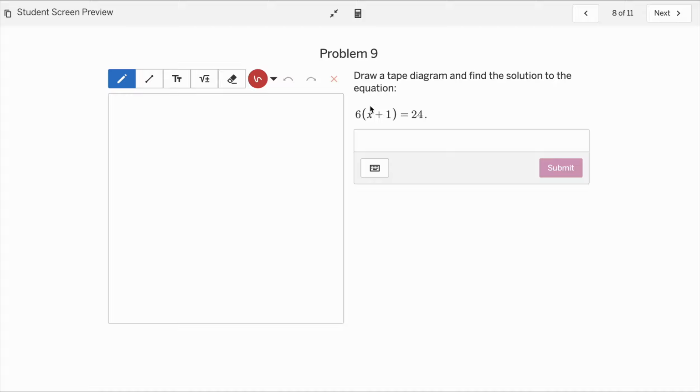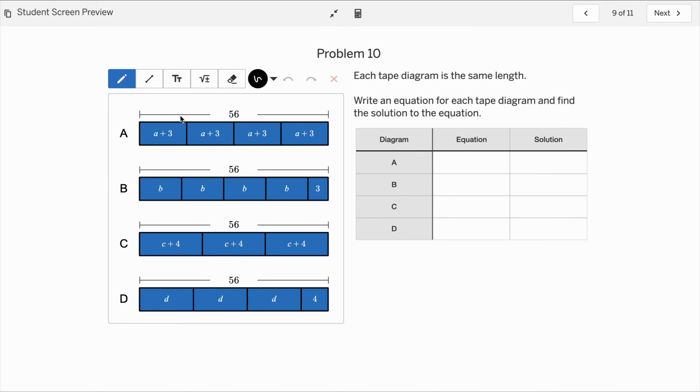Another tape diagram. So this would be kind of what we did at the very beginning, where we have 6 family members who spent this much money. So what would that look like? And then these ones are kind of challenging. If you need help, I did make a video on that.